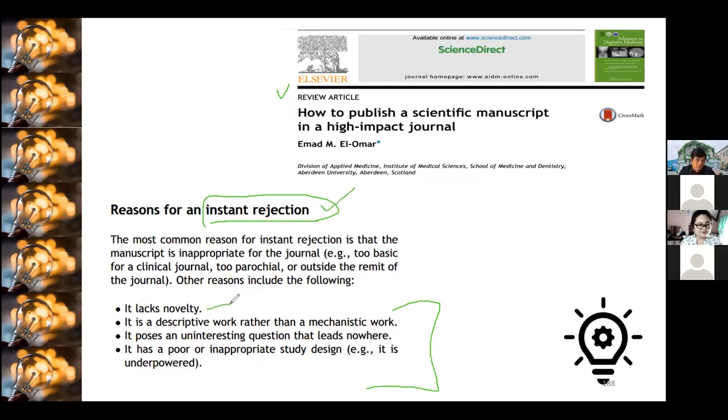Number one, lack of novelty. As I mentioned in the previous slide, novelty will play a huge factor whether a reputable journal will accept your paper or not. It is descriptive work rather than mechanistic. Kapag purely descriptive lang, usually ang mga top journals, they are looking for a better analysis, much more in-depth. If, for example, your questions are uninteresting, and of course, if you have poor or inappropriate study design or research design, again, it has something to do with appropriateness of research methodology. So if you look at the points given by L. Omar, it is almost similar with what I've mentioned a while ago.